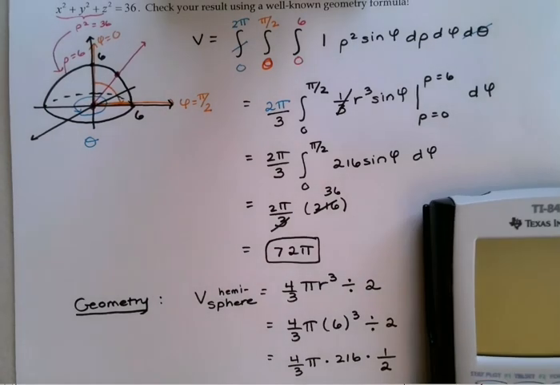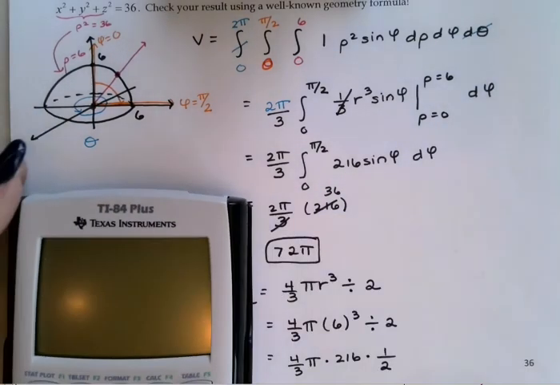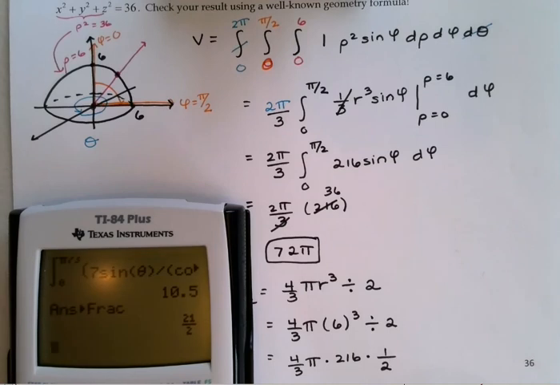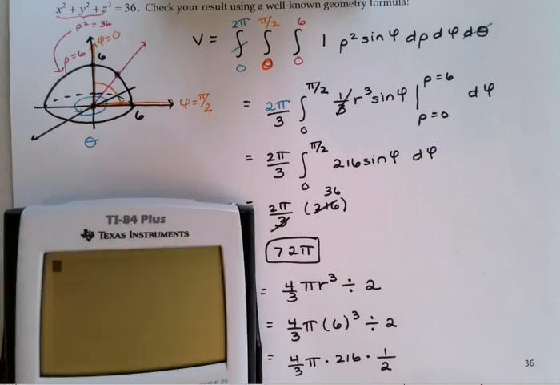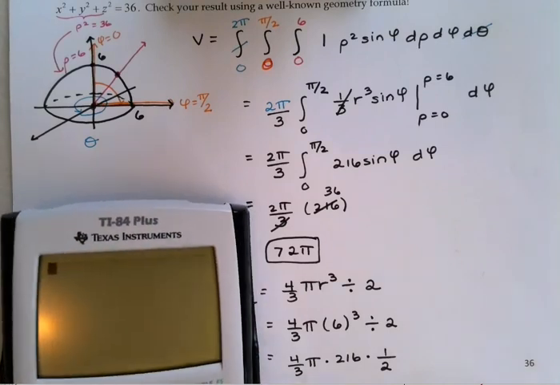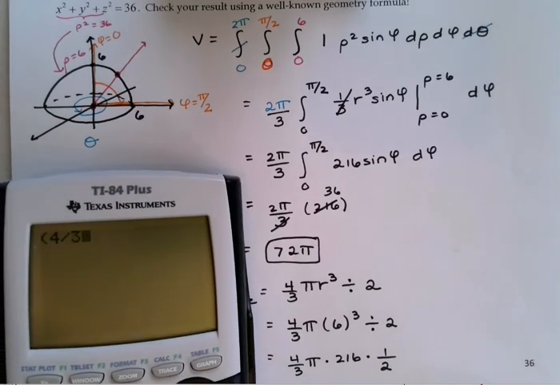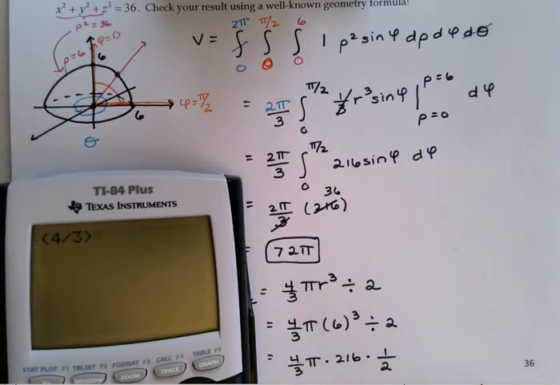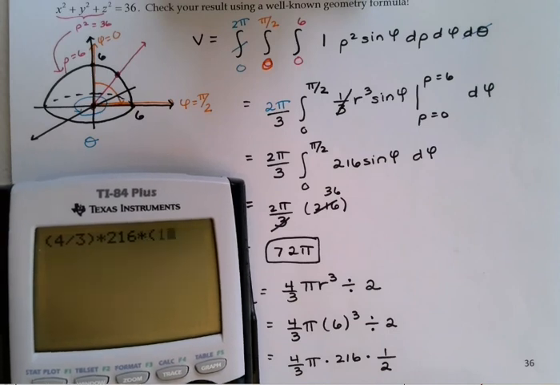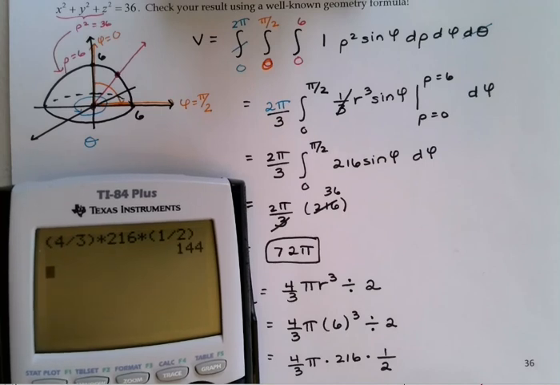And if I just use a calculator to help me with a little of the arithmetic here, again, it's not so hard to do, but we get a little weary after we do all this. I'm going to take 4/3, multiply it by 216, and multiply that by 1/2. And I clearly did something wrong here. What was it?